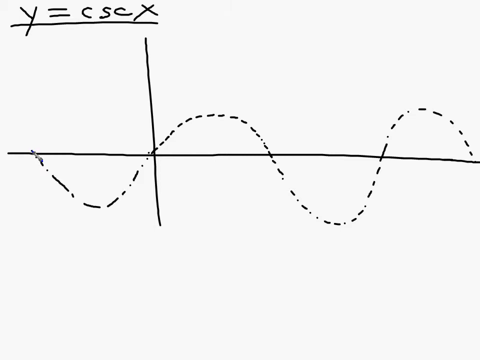And we can put in our 0 locations. This would be negative pi. This is 0. This is pi. That's 2 pi. And that's 3 pi. Now, we just finished saying that at every one of those 0 locations, there's going to be an asymptote. So at every one of these spots, the graph of cosecant will have an asymptote.